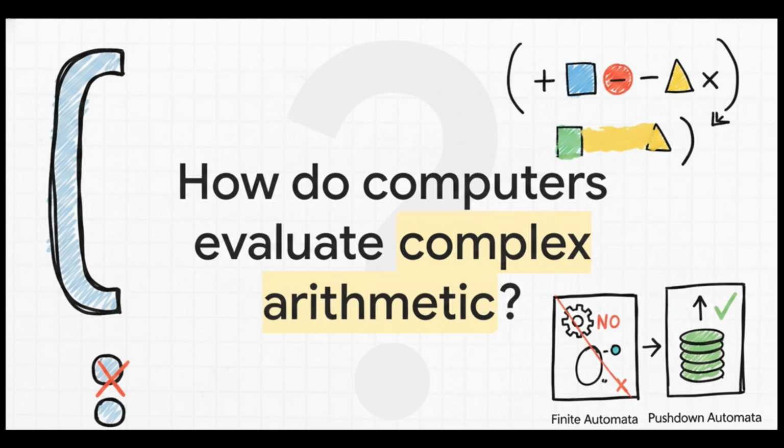If I open a parenthesis in a math equation, the computer has to somehow remember that I opened it so it can make sure I close it later. The thing is, finite automata actually don't have the memory for this. We need a serious upgrade.